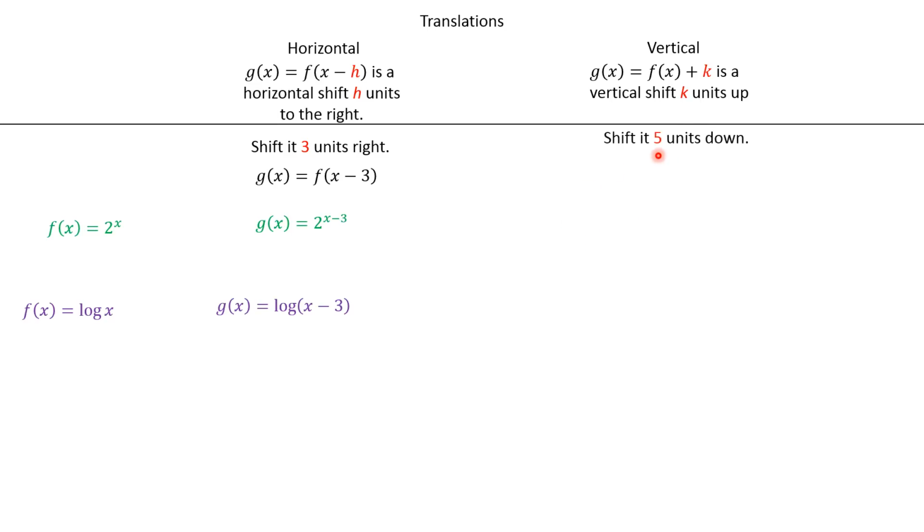So if we wanted to move it 5 units down, which would be negative 5 units up, we're going to have g of x equals f of x minus 5. So we're going to take our f of x, and we're just going to subtract 5. Here our f of x is 2 to the x, minus 5. The log of x, minus 5. With logs, though, we don't usually put the minus 5 here, because is this log of x minus 5 or log of x, minus 5?